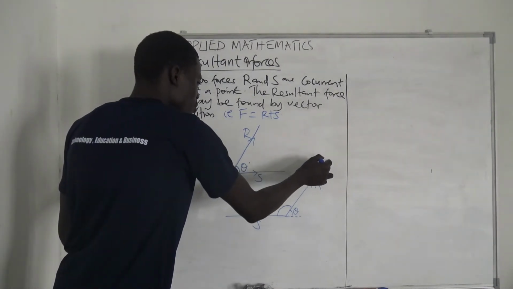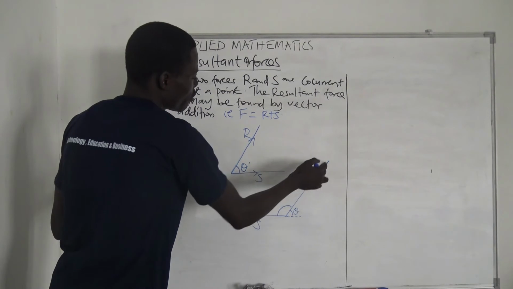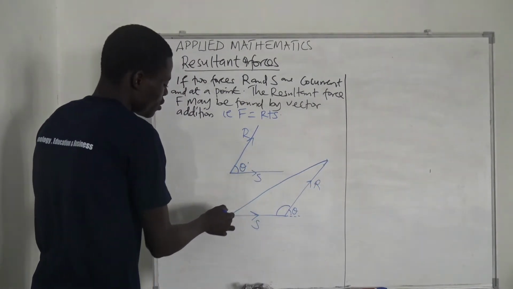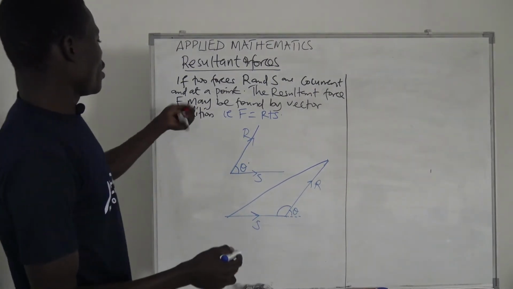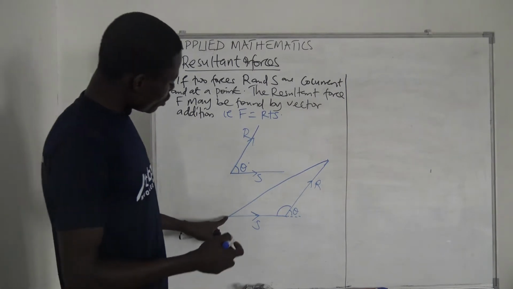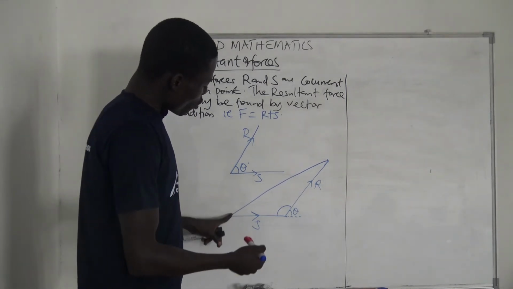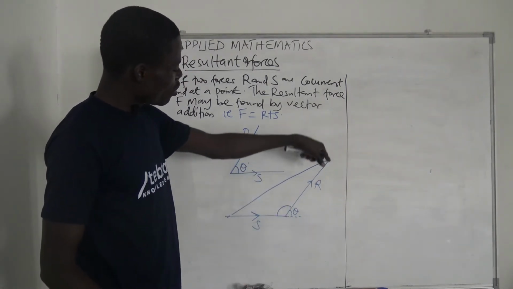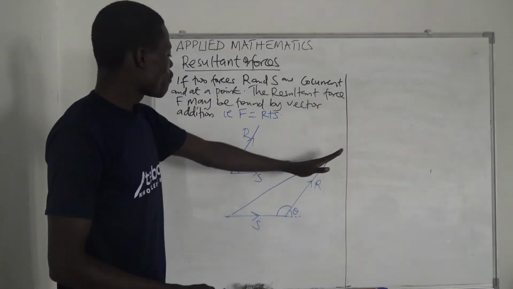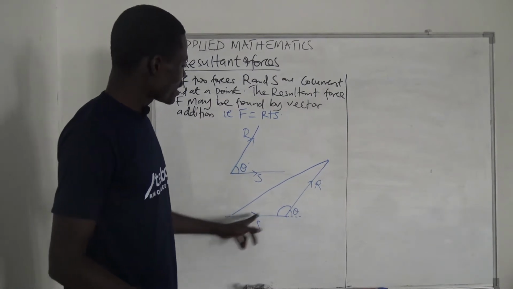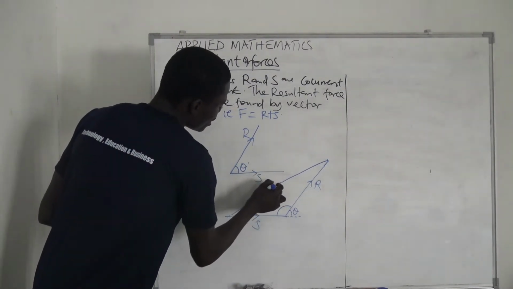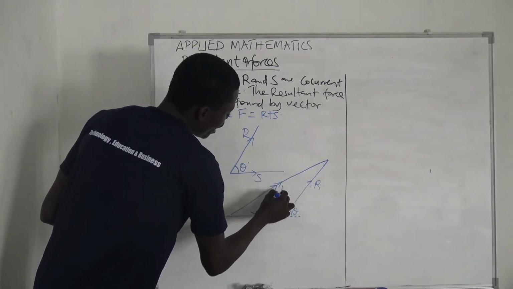Our resultant force will act along this line. From vector calculus, it will act along this one. That's how we find force by vector addition, implying that you move from this point to here and then you go up to R. But also someone can say, no, I'm just taking straight from point S up to point R. So this one becomes our resultant force F.